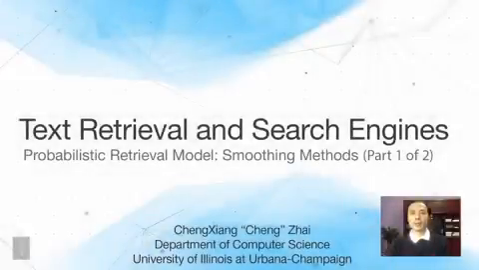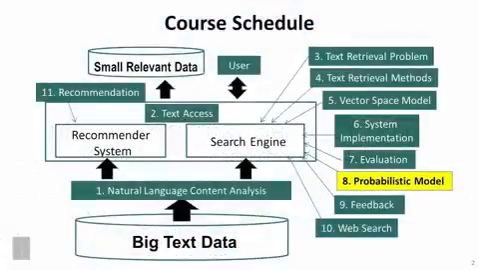This lecture is about the specific smoothing methods for language models used in probabilistic retrieval model. In this lecture, we will continue the discussion of language models for information retrieval, particularly the query likelihood retrieval method. And we're going to talk about the specific smoothing methods used for such a retrieval function.